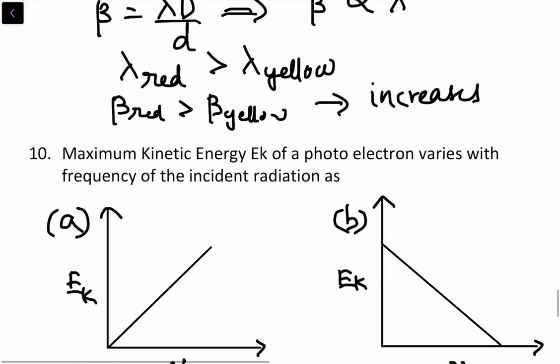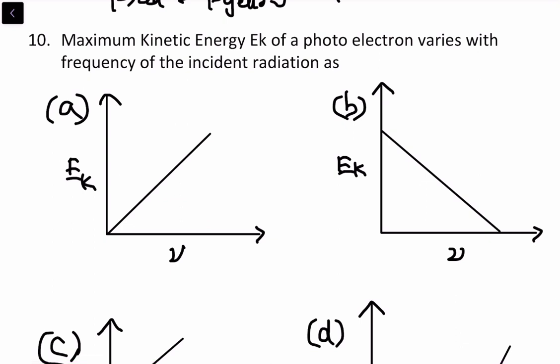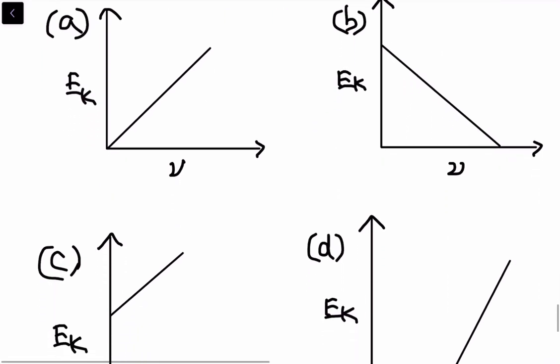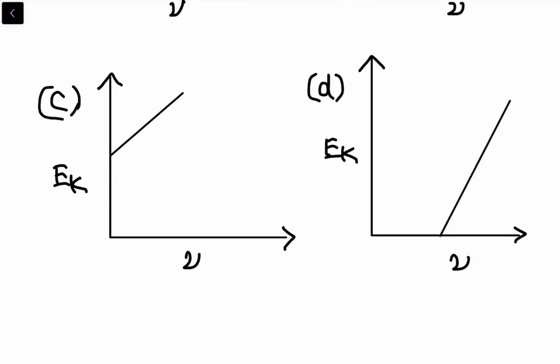Now let's go for the next and the last problem for this video. 10th problem. Maximum kinetic energy EK of a photoelectron varies with the frequency of the incident radiation as. So let us see what are these graphs. Graph A, graph B, graph C. In all those graphs, they have taken frequency on the x-axis and energy on the y-axis. So we know very well, in the photoelectric effect, the frequency should be greater than a certain minimum value. We call it the threshold frequency.